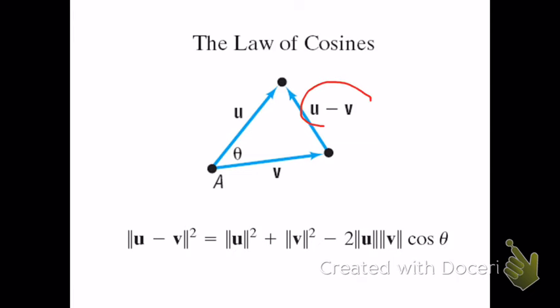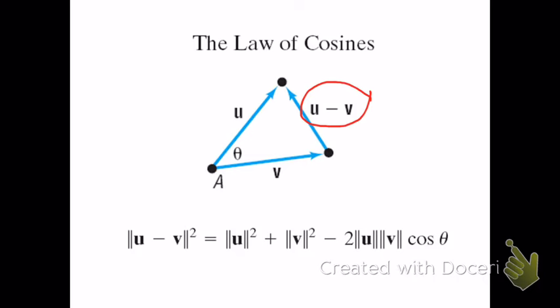So the length of this vector squared is equal to the length of the u vector squared plus the length of the v vector squared minus 2 times the length of u and the length of v times the cosine of the angle in between them. So yeah, that is the law of cosines using vectors.